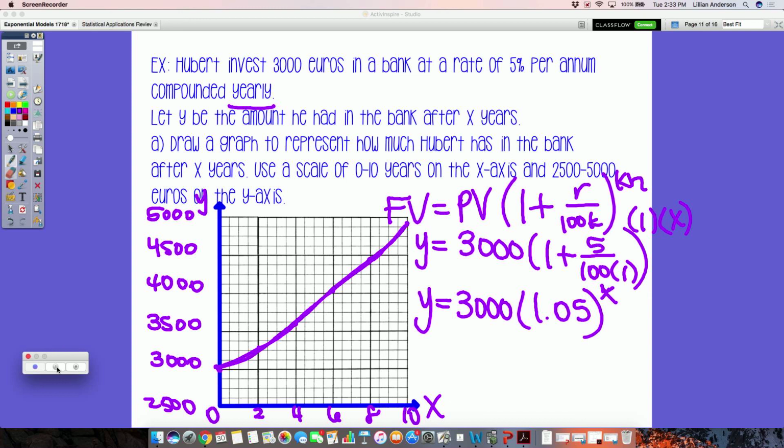It almost looks like a straight line, but it is a curve, a little bit. And like I said before, you just want to make sure that you get the best scale possible for the graph that they give you.